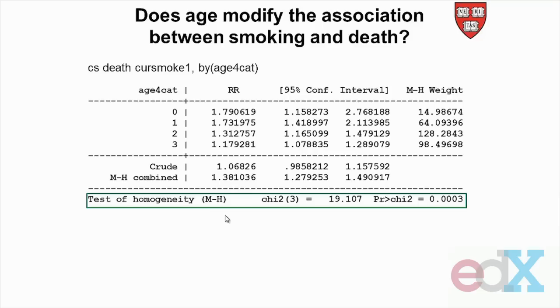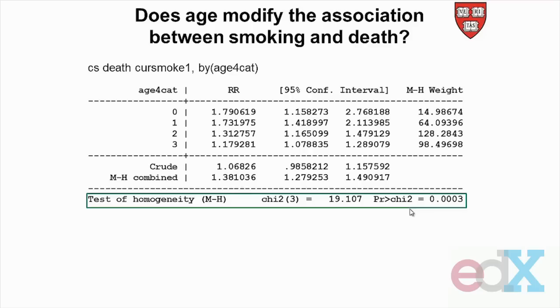Now, when we do this formal test of homogeneity, we're testing whether they vary by age because of sampling variability and there's no effect modification, or whether this evidence of stratum-specific differences is beyond sampling variability and is in fact effect measure modification. Now, I've highlighted the test of homogeneity here. Our chi-squared value had 3 degrees of freedom because we had 4 age levels. The number of strata is 4 minus 1, so 3 degrees of freedom. We get a chi-square value of 19.107 and a p-value of 0.003.